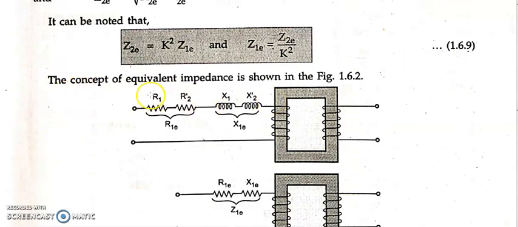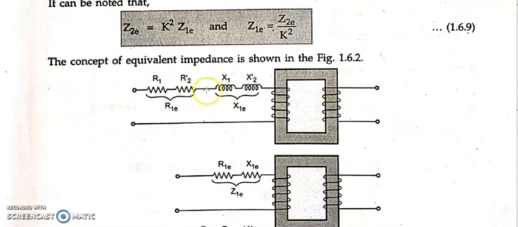Now I'm going to account like this. We know that R1 was present here, X1 was present here, R2 was present here, and X2 was present here. Now I'm going to refer to the primary. When I refer to the primary, R2 will become R2 dash and X2 will become X2 dash. So R1 plus R2 dash together I'm going to call R1E, that is the equivalent resistance when referred to primary. Similarly, X1 plus X2 dash is the equivalent reactance when referred to primary. So I can replace this whole term by R1E and this whole term by X1E.